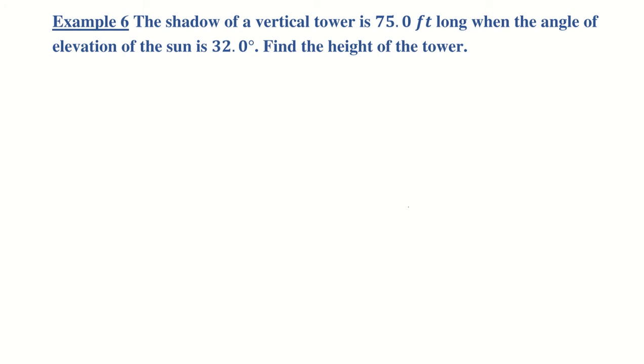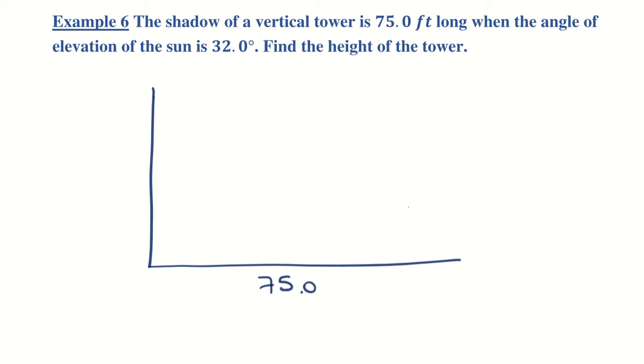So basically, we have a tower. It's a vertical tower casting a shadow of 75 feet, and the angle of elevation of the sun, from any point on the ground, is 32 degrees. Okay, now we notice they're giving us 3 significant digits in each, so that's obviously the way we want to compute our answer. All right, now we want to find the height of the tower.